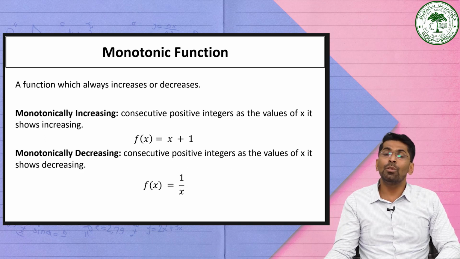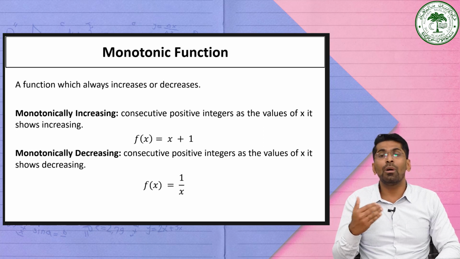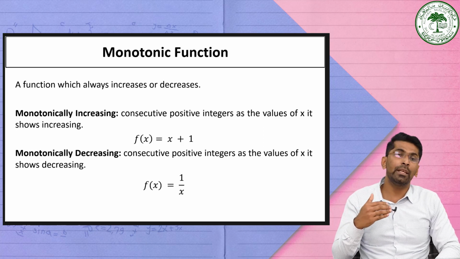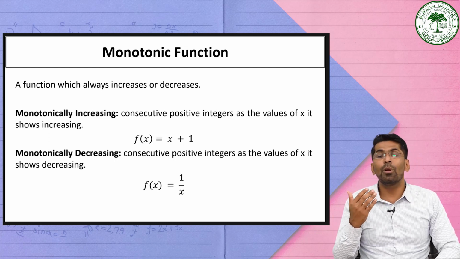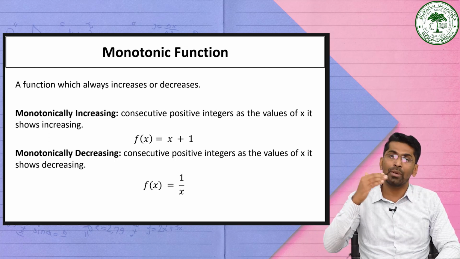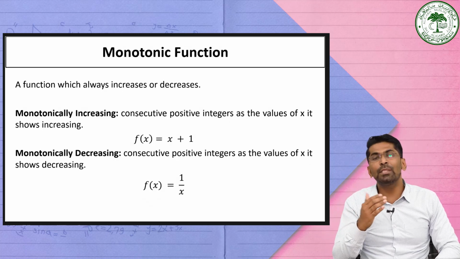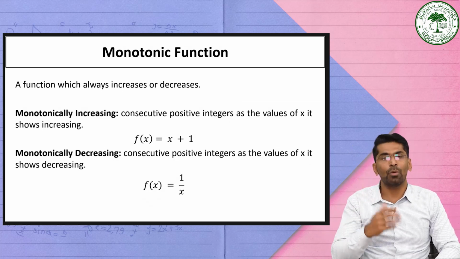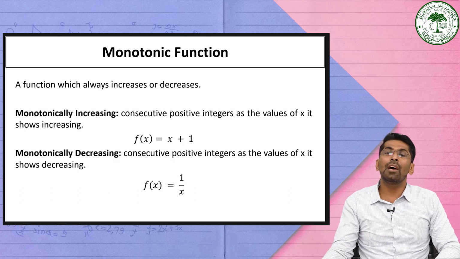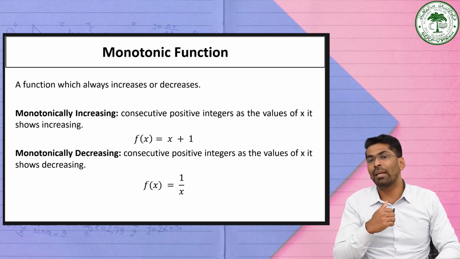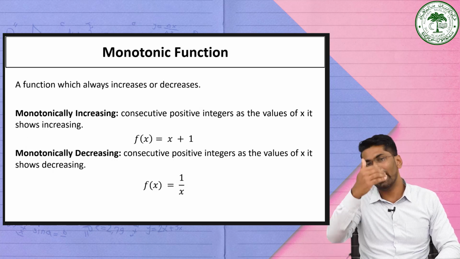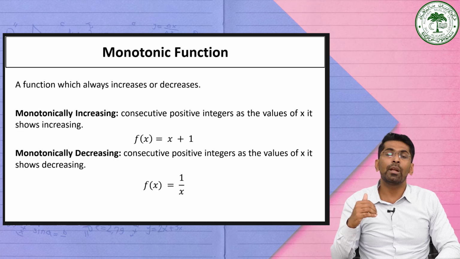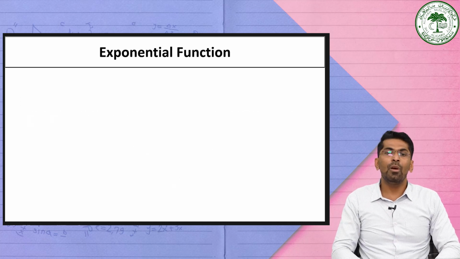So here there are no up and down swings, or no oscillation, especially in the case of a monotonic function. The graph of an increasing monotonic function goes from left to right, always moving upward or remaining constant. Similarly, the graph of a decreasing monotonic function goes from left to right, always moving in a downward direction or remaining constant. Now we have another function known as the exponential function.